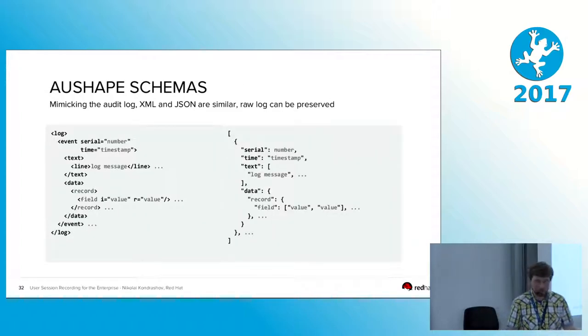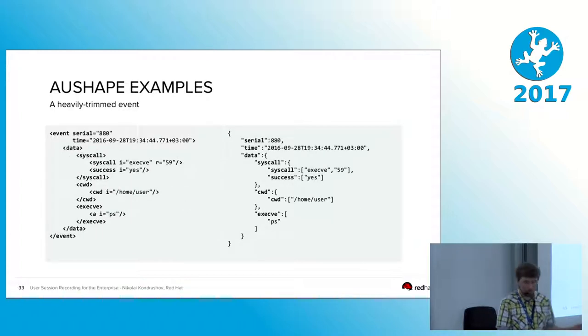So we are trying to keep the audit event structure. I mean, all the same names, all the same hierarchy. But we have to encode it into something more strictly defined than just plain text. We have both the XML and JSON schemas, similar. They're just the encoding. They're basically having the same structure. And here's, for example, a user executing the PS command. This is very heavily trimmed, but basically that's how it could look.